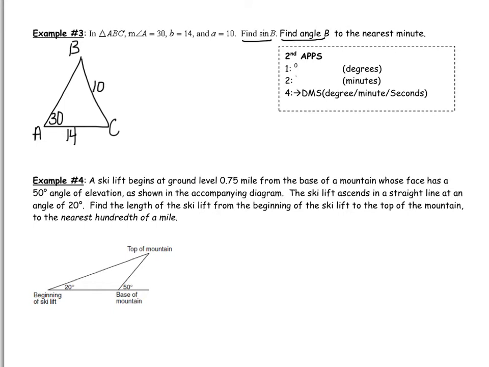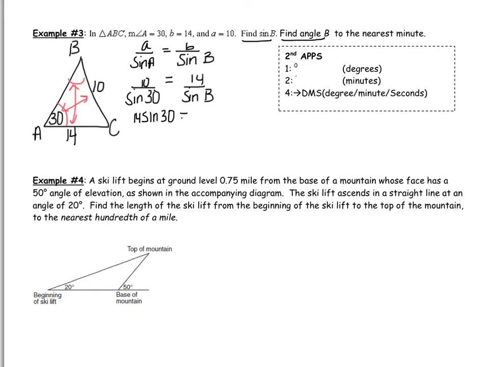So do we have a crisscross? We have an angle across from a side, an angle across from a side. Or you could look at the formula and realize that you have A's and B's. So the formula that we're going to use is a over sine of A equals b over sine of B. So a is 10 over sine of 30 equals 14 over sine of B, which we don't know. So let's go ahead and cross multiply. So 14 times sine of 30 is just 14 sine of 30 equals 10 times sine of B.